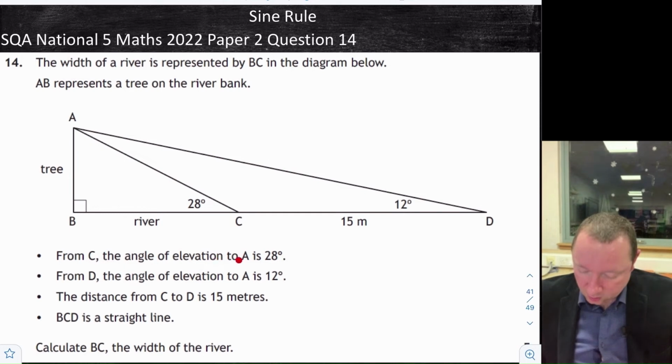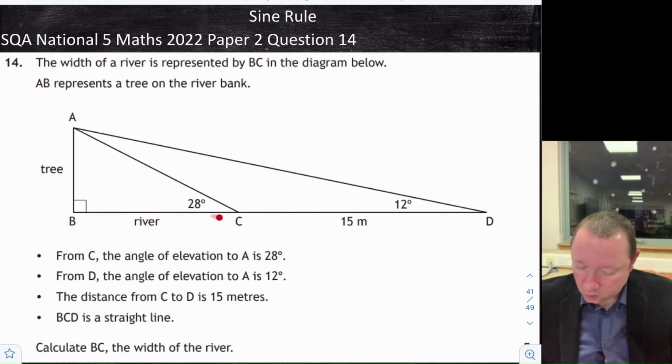Angle C is 28 degrees. Here, angle D is 12, that's here, and the distance from C to D is 15, which is here. BCD is a straight line. Calculate BC, the width of the river, which is here.